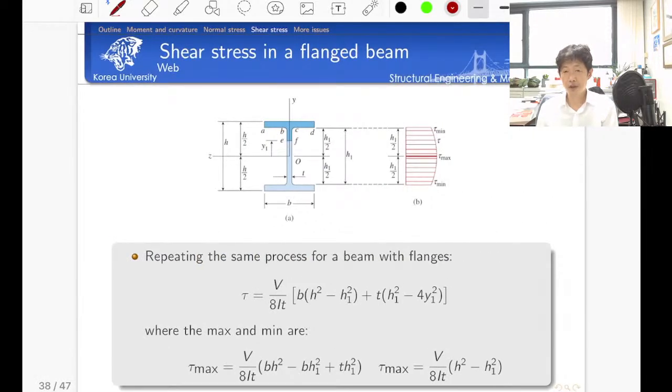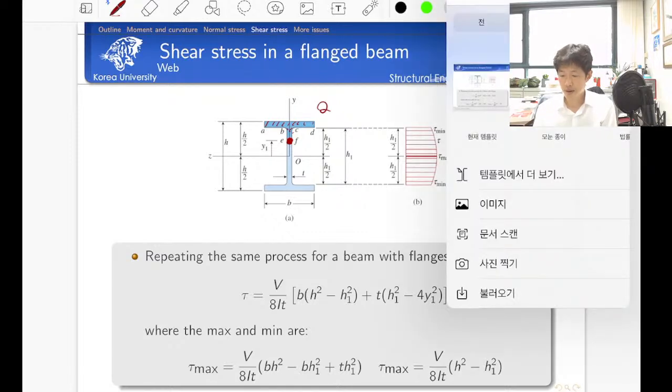And how about I-shaped section? In the case of I-shaped section, we calculate the first moment. For example, if I want to calculate the shear stress at this point, then we need to calculate the first moment for this. It's Q. Actually, the calculation is quite complicated. That's why I don't want to follow this calculation procedure in this class. But maybe you want to try in your place. So I'll give you a tip for the calculation of the first moment.